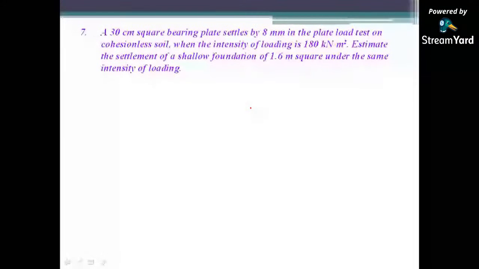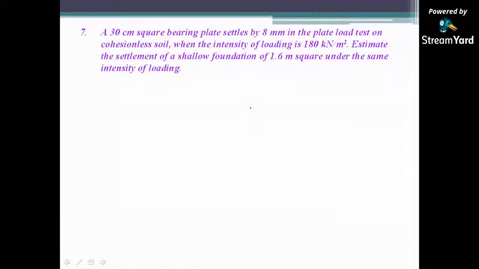So, a numerical on the plate load test: a 30 centimeter square bearing plate settles by 8 mm in a plate load test on a cohesionless soil. When the intensity of loading is 180 kilonewton per meter square, estimate the settlement of a shallow foundation of 1.6 meters square under the same intensity of loading. So, what will be the solution?